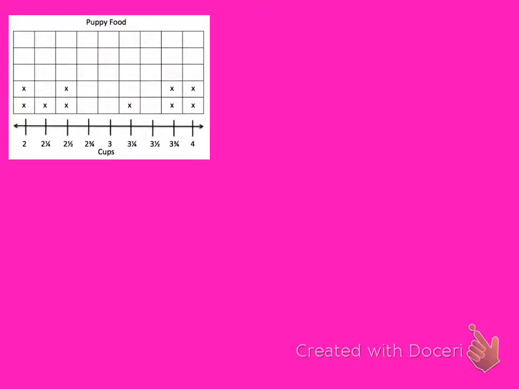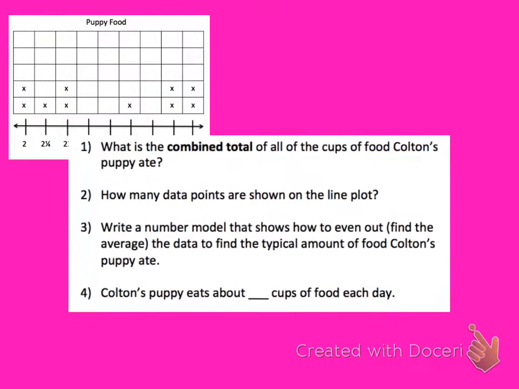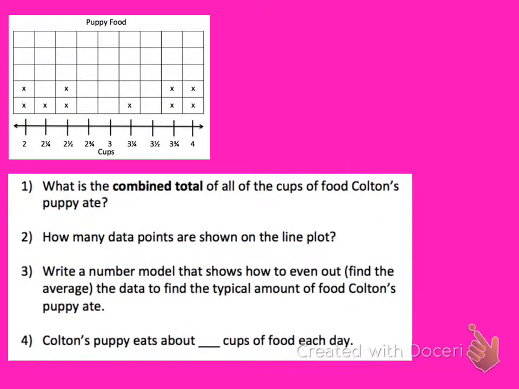Now looking at that, there's 4 questions that we're going to have to answer about this data. So the first question is, what is the combined total of all of the cups of food that Colton's puppy ate? So in order to solve that, we're going to have to look at the table. And there's 2 days, if you look up here, that he ate 2 cups of puppy food.